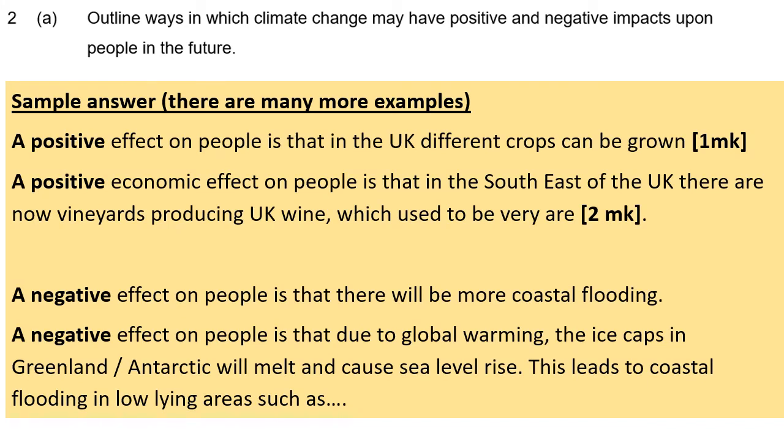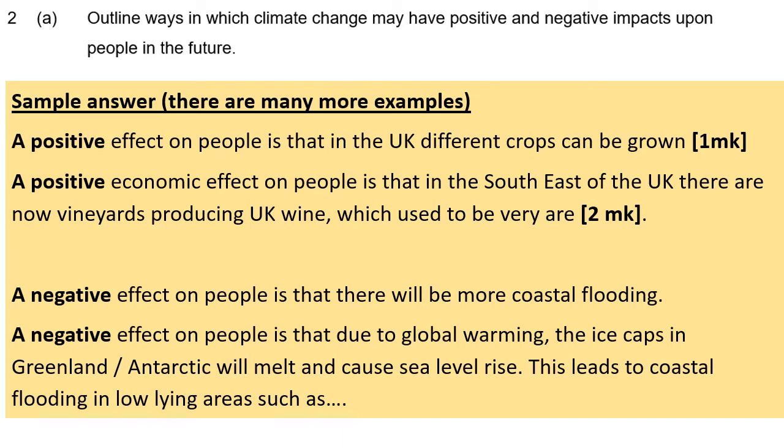So here's a possible answer. A positive effect on people is that in the UK, different types of crops can be grown if there's climate change. So that's 1 mark. If we want 2 marks, it might be a positive economic effect. So think about the category on people is that people in the southeast of the UK, so coming up with an area, there are now vineyards producing UK wine, and they used to be very rare.